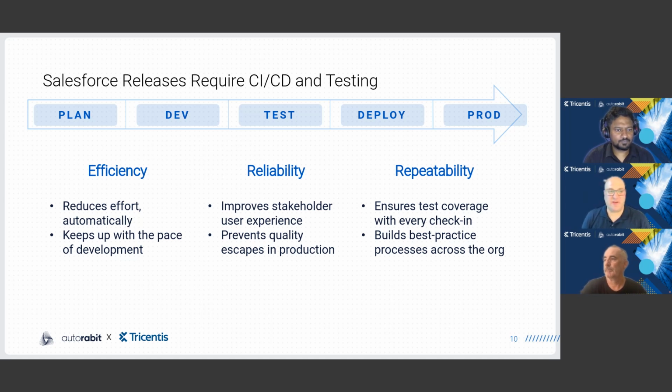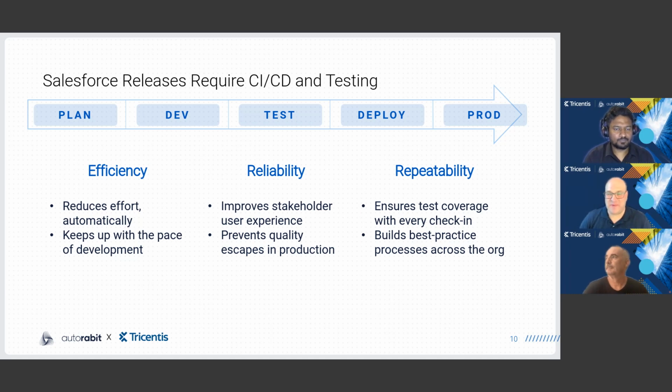Salesforce releases follow the same exact type of stages that you would for any software, from planning all the way through release to production. Essentially, your solution that covers these spaces has to cover certain characteristics to be effective. First of all, efficiency. You need a solution that's really going to help your teams work faster. You need to be able to reduce effort automatically. Every single software release has to have testing, and it has to be done automatically as part of this process.